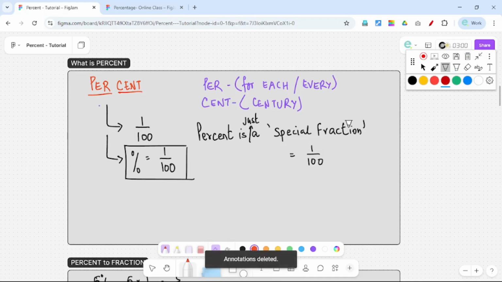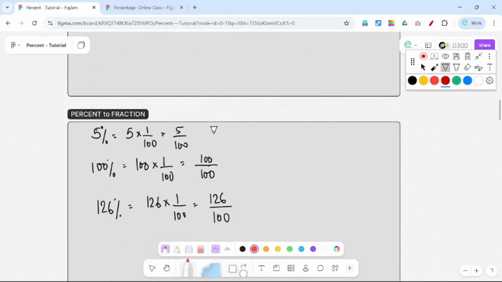Now if you convert any percentage, for example in these examples, 5%, you write 5 and this symbol percent is equal to 1 upon 100. So 5 multiplied by 1 upon 100 is 5 upon 100. So you have converted percent into a fraction form. In this example, 100%, 100 multiplied by 1 upon 100 is 100 upon 100. This is also a fraction form.